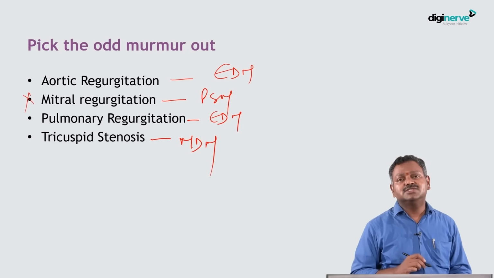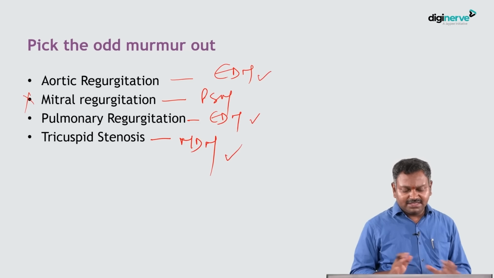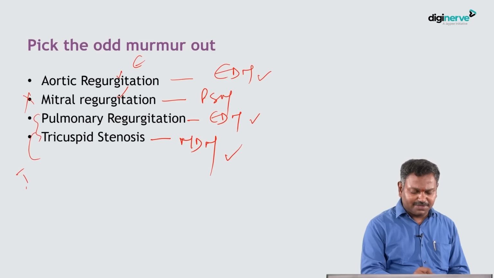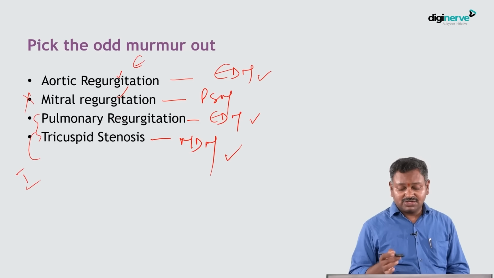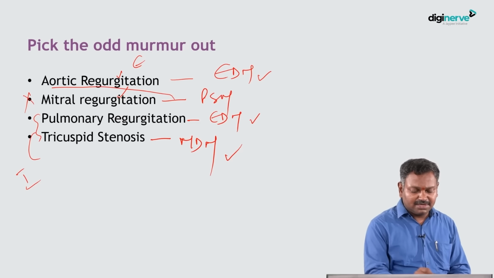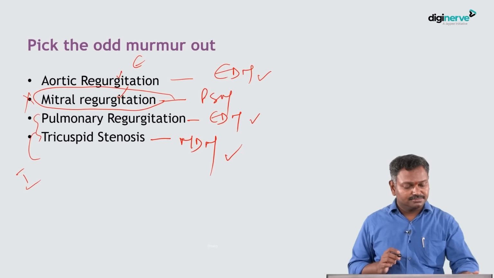Mitral regurgitation is a systolic murmur. The other three are diastolic murmurs. Whether they increase on inspiration or expiration, please remember aortic and mitral go for expiration, whereas pulmonary and tricuspid go for inspiration. Based on that we can't differentiate. Whether they are diastolic or systolic, we have already differentiated. So the answer is mitral regurgitation because it produces a pansystolic murmur.